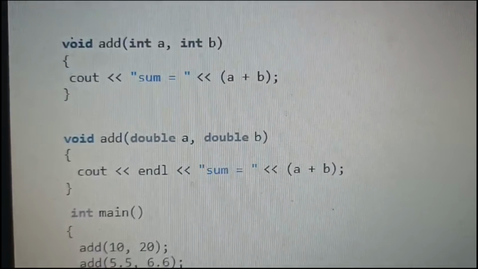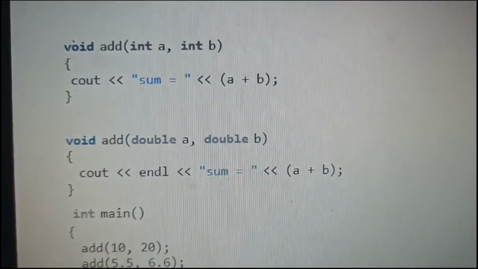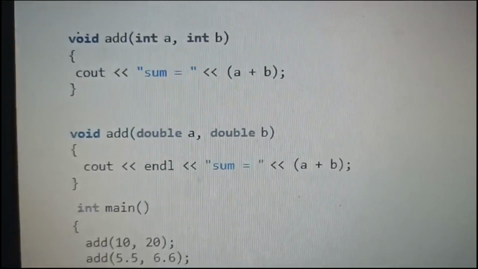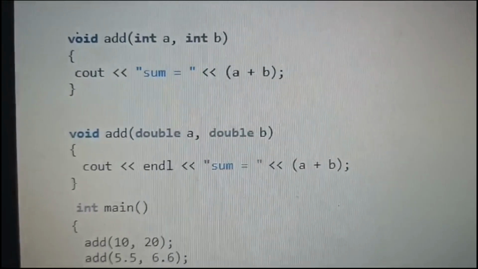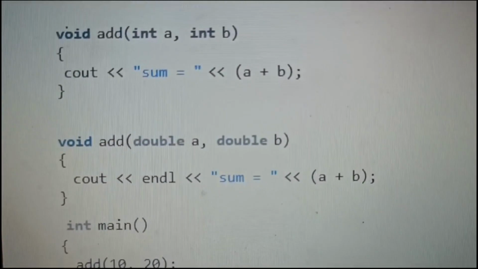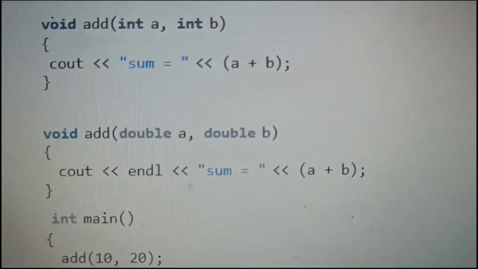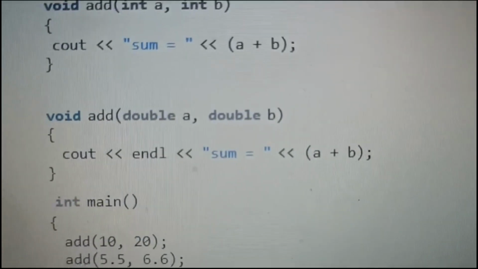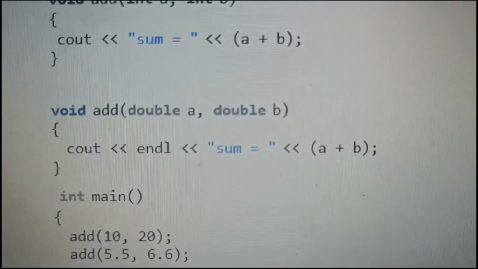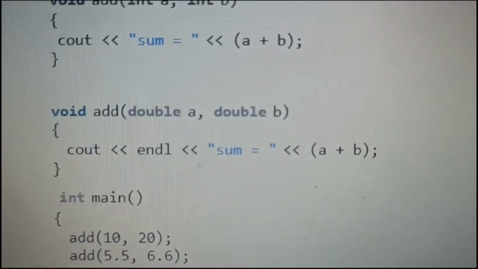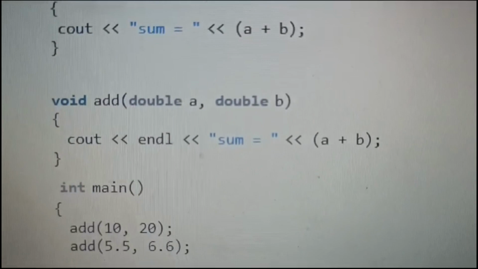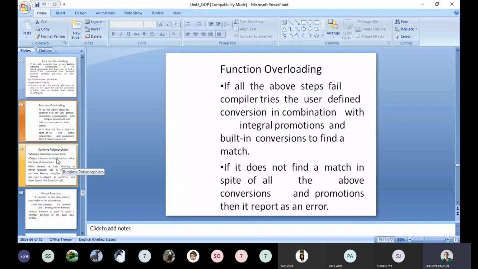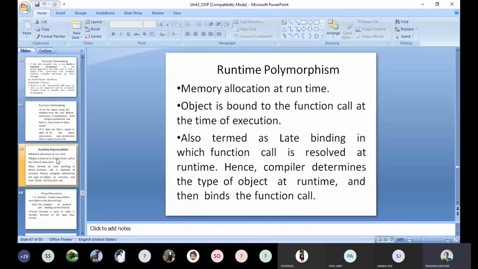Then the next add function call passes the float values 5.5 and 6.6. Now it will again find the definition for the float or double values. Here it is written as void add double a, double b. In this way, the compiler will find the definition for this function. So this time the output will be 5.5 plus 6.6, and the value will be printed as output. Function overloading is used over here.